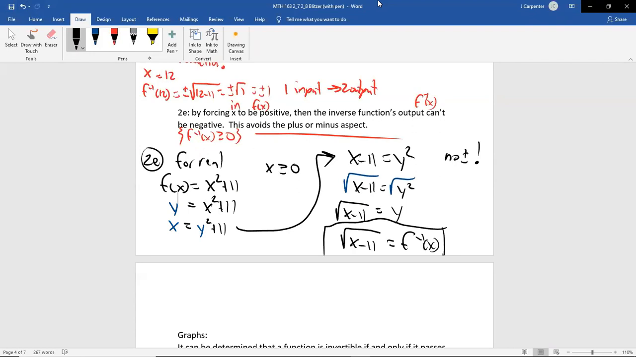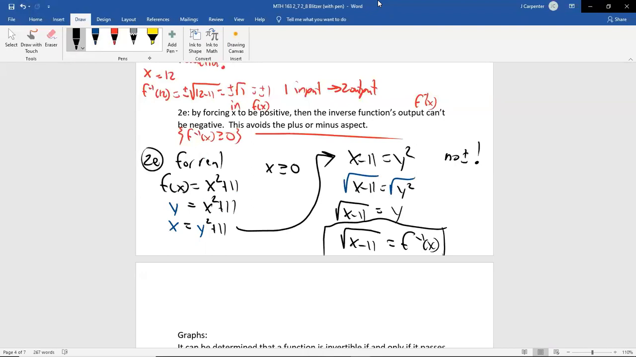This is a very important concept. The original function x squared plus 11 is not an invertible function because while it is a function, while it passes what we call a vertical line test, when you try to invert it with that plus or minus, it would fail the vertical line test as an inverse.